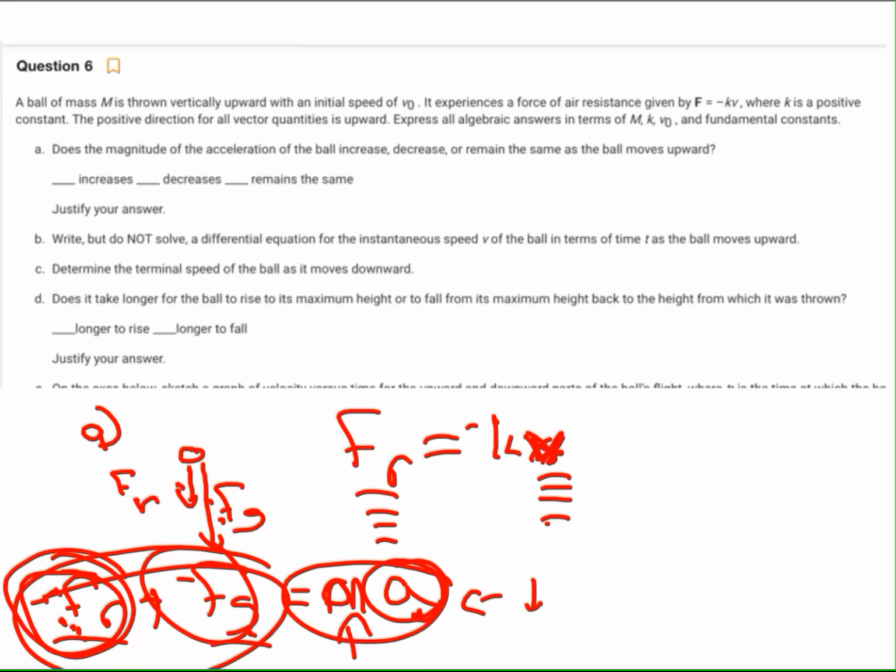And since mass can't be changing, that means acceleration must be getting smaller. Tricky one. Now, B says write, but do not solve a differential equation for the instantaneous speed v of the ball in terms of t as the ball moves upwards. Well, it's basically just taking advantage of what we just wrote out already.